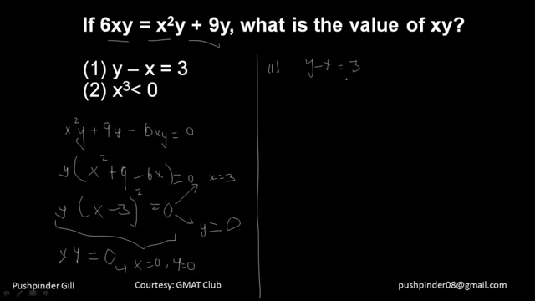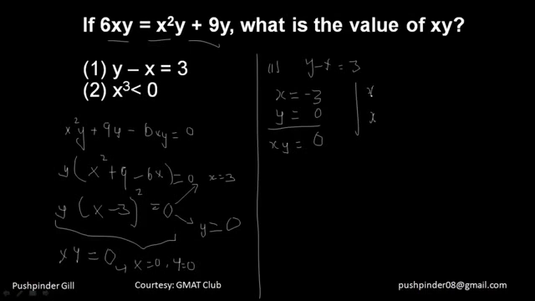See, y minus x is equal to 3, and I can actually say that x is equal to, let's say, negative 3 and y is equal to 0. So what will be the product? The product, x into y, will give me 0. Does that satisfy the statement? Yes, right?